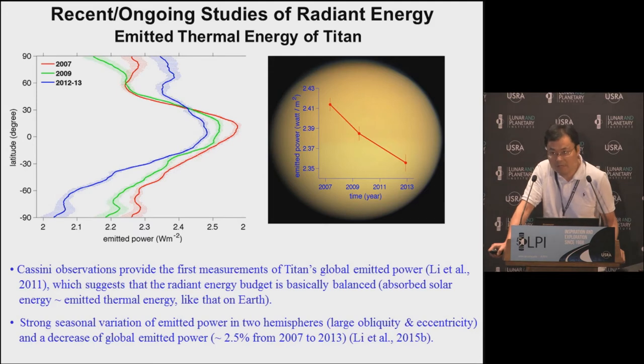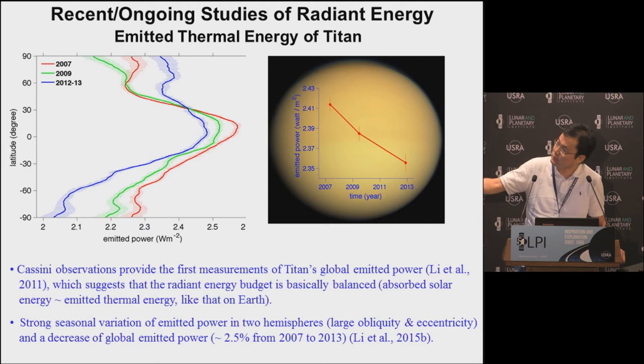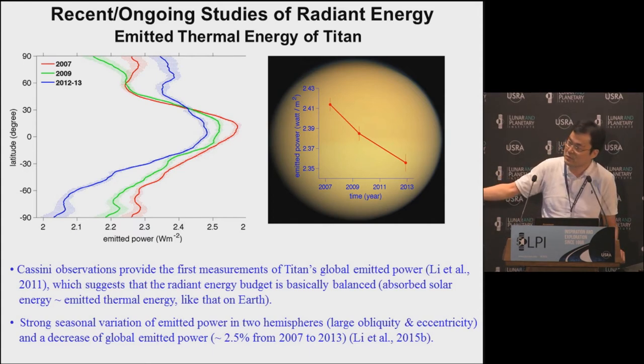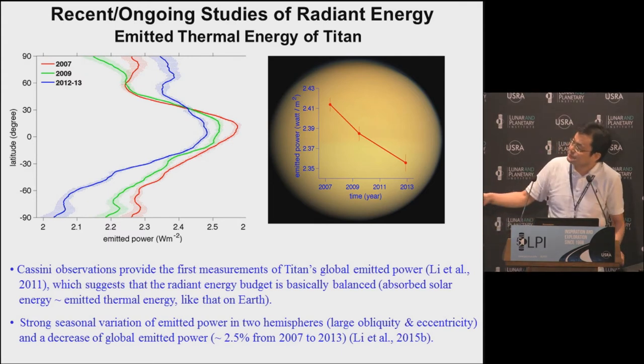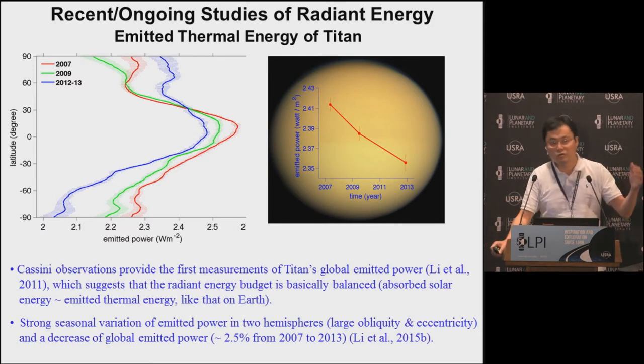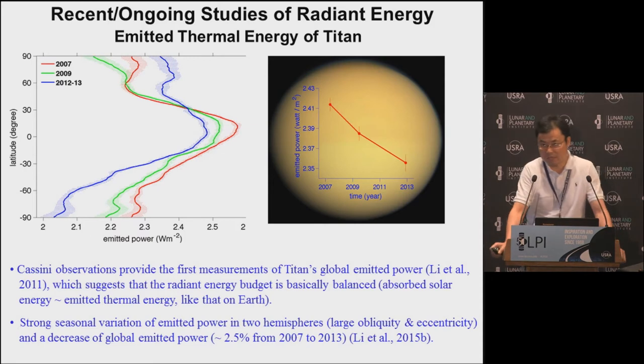Titan is the biggest satellite of Saturn. Based on Cassini observations, we calculated the emitted power of Titan for the first time. This figure shows latitude going this way, emitted power going this way. The different colors represent different years. You can see the signal change from year to year. That's because one year for Titan is actually 30 years. It's pretty long. But also we combine the new observation of emitted power here with the old observation of the absorbed solar radiance. Then we conclude that the radiant energy budget of Titan is basically balanced.